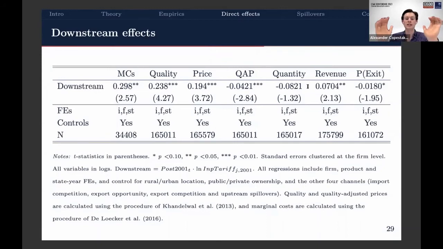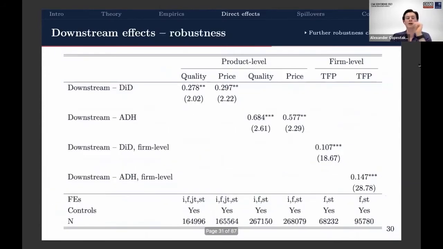Looking into this in more detail, the interpretation of these coefficients is if the average tariff on my inputs in 2001 is 10% higher, then marginal costs are going to rise, consistent with quality upgrading. We'll see quality rise, prices rise, but ultimately the quality rise is larger than the price rise, so quality adjusted prices are falling, no effect on quantity as predicted, revenue is rising, probability of exit is falling, so that's suggesting higher profit. Robust across the different methods, as I mentioned.